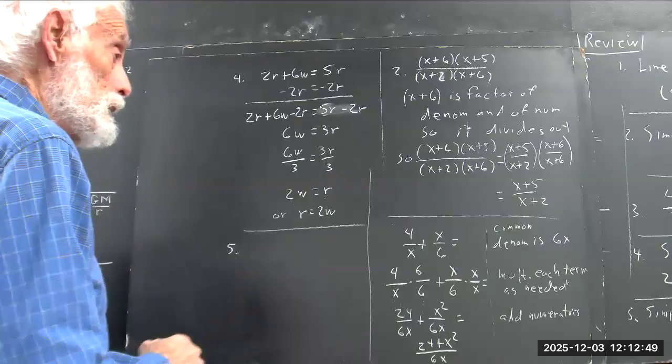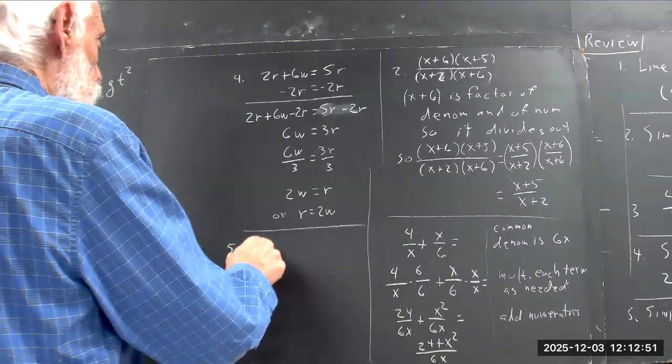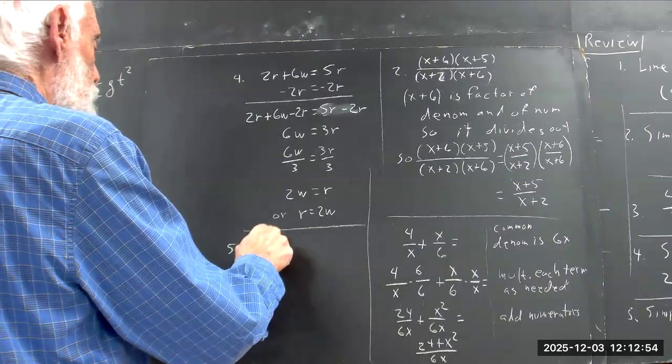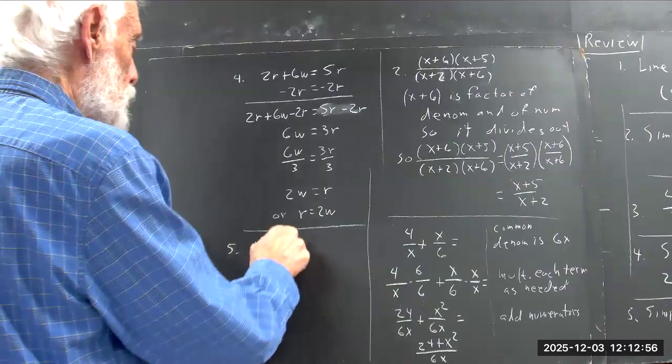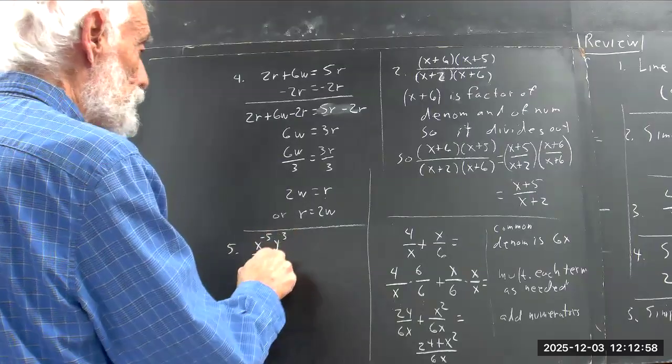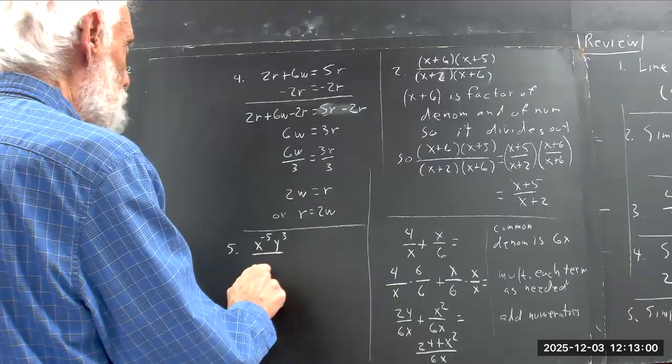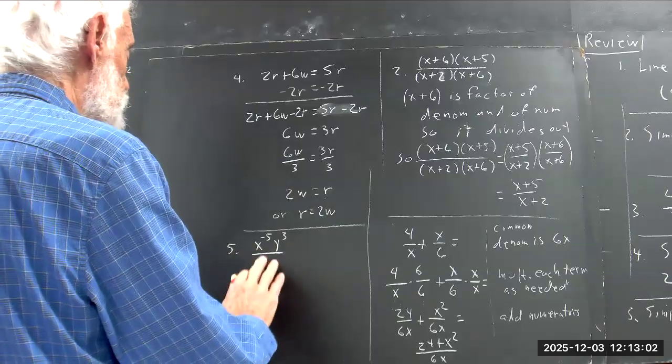And number 5, simplify. You got x to the negative 5, y to the third. People are a little sketchy with this.